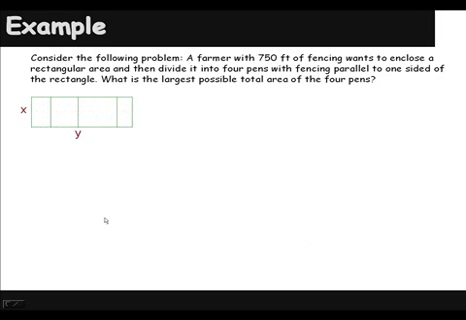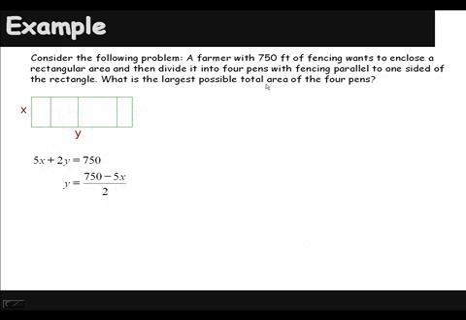I know that I have 750 feet of fence. I know that this dimension will equal that dimension, so I'll call this y, and these vertical dimensions I'll call x. I know that the perimeter, or the amount of fence I'm going to use, is 5 of these x's and 2 of these y's. That has to equal 750. And from that I can find that y is the same as 750 minus 5x over 2.